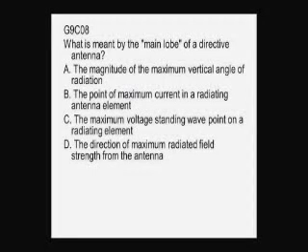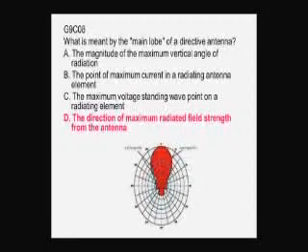What's meant by the main lobe of a directive antenna? It's the direction of maximum radiated field strength from the antenna. Again, using the same diagram, this is the main lobe right here of the directional antenna.